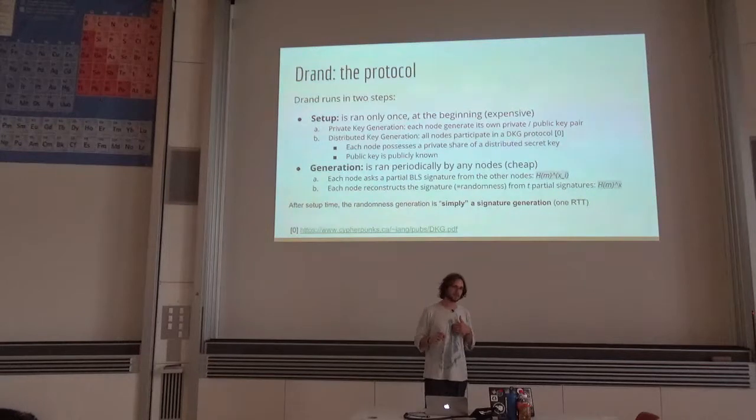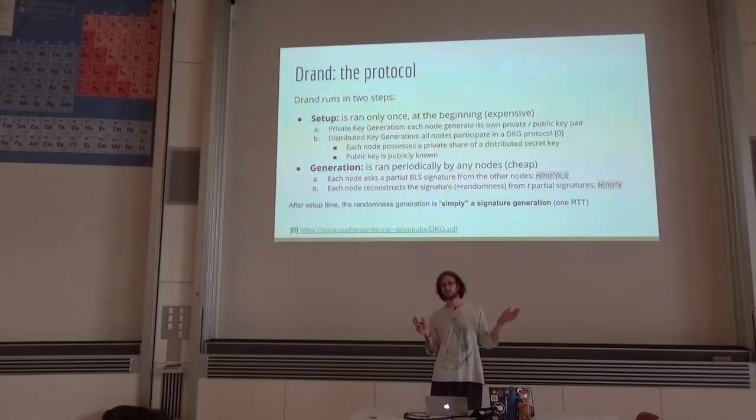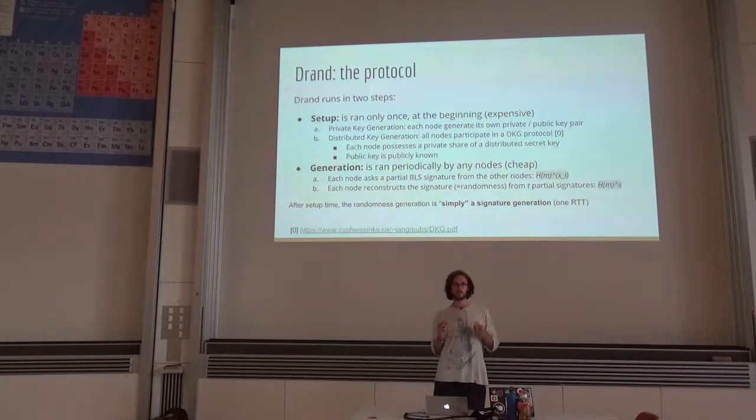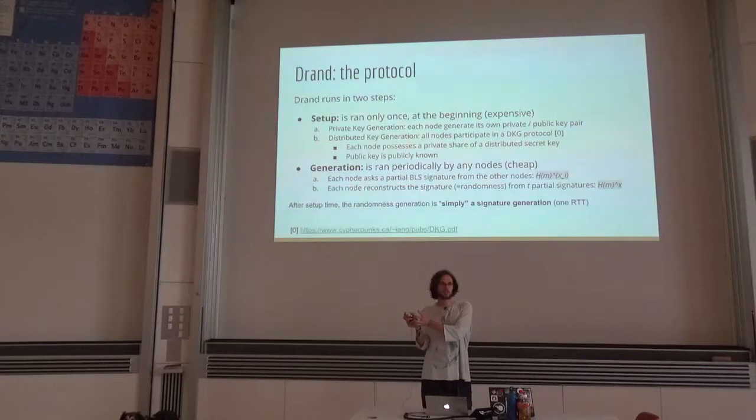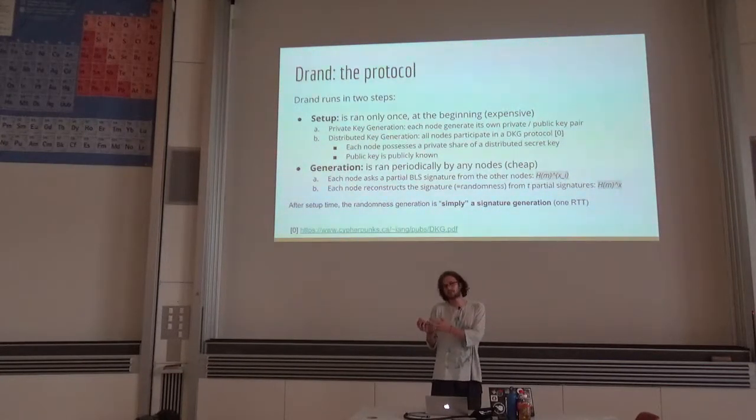So as a DRN node, I just ask T out of N. So let's say there are N DRN nodes. I just ask T nodes to get me the partial signatures on the message I choose. Then they get me these partial signatures, and I bundle them together, and I get a full signature, which is my randomness, which is unpredictable. I cannot know what the signature will be beforehand, before receiving these T signatures.